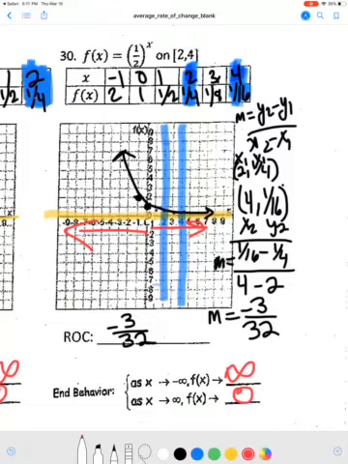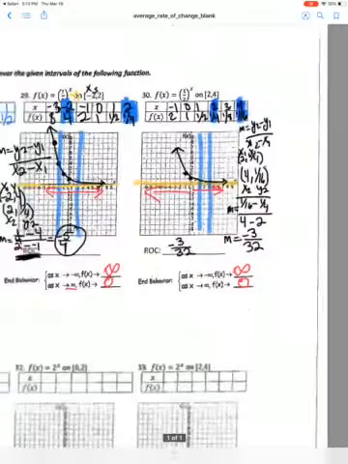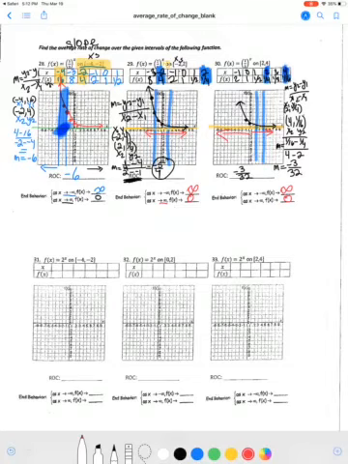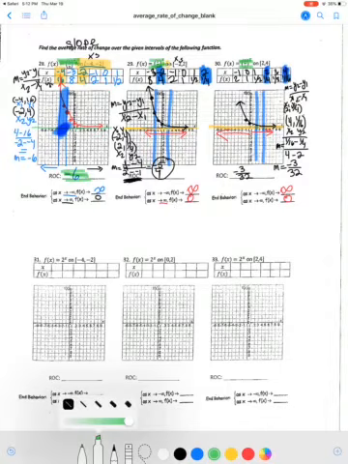Now, if you want to take a look at the big picture, let's look at these rates of change. Notice, we had the exact same graph, 1/2 to the x, but we had 3 different rates of change. We had -6, we had -5 over 4, we had -3 over 32.